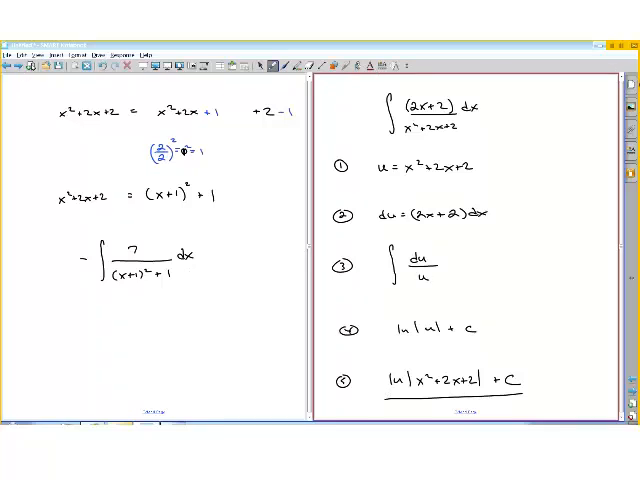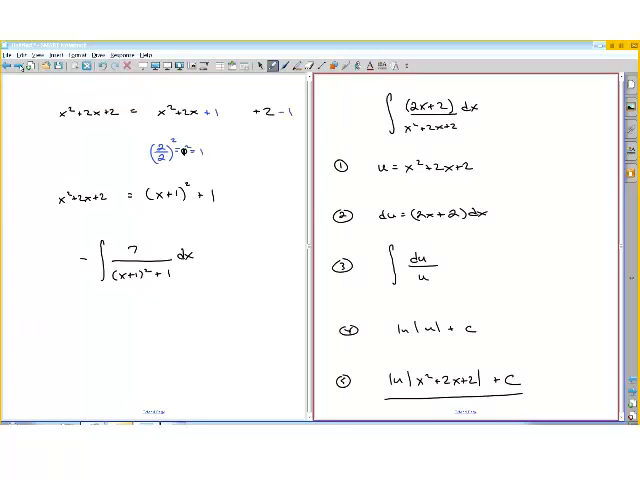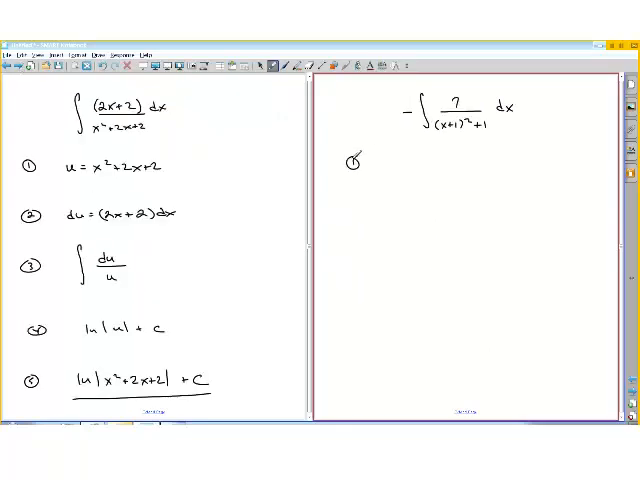Then we have the second part. So I'm going to say negative the integral of 7 divided by the quantity (x + 1) squared plus 1, dx. Okay, so now we do the same thing, but we're going to use the procedure for the inverse trig function. We let u squared equal (x + 1) squared, and a squared equal 1. So that's u squared plus a squared. So u is equal to x + 1, and a is equal to the square root of 1, which is 1.